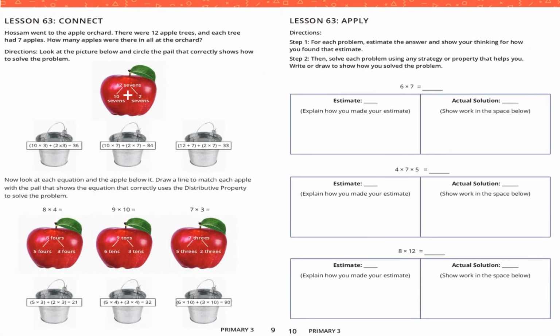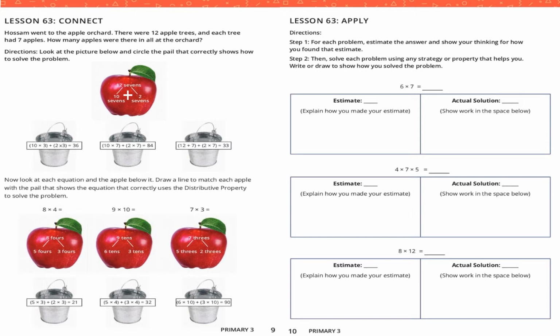Lesson 63, the connect part. We have a story problem here. Hussam went to the apple orchard. Orchard, it's like garden, okay? There were 12 apple trees. So we have 12 apple trees. Each tree had 7 apples. How many apples were there in all at the orchard?